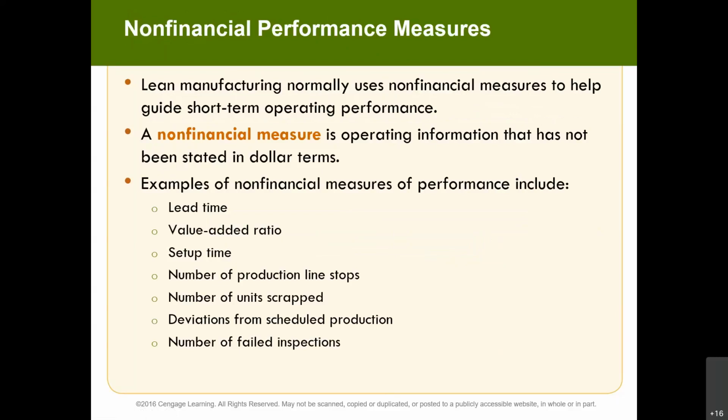So what about non-financial measures? In lean manufacturing, non-financial measures normally help guide the short-term operating performance of the company. Non-financial measures are operating information that has not been stated in terms of dollars. These would include things like lead time, value-added ratio, setup time, the number of production line stops, number of units scrapped, the deviation from scheduled production, and the number of failed inspections. These are non-dollar items, but we use them to help managers make operating decisions in order to move the company toward more lean manufacturing.